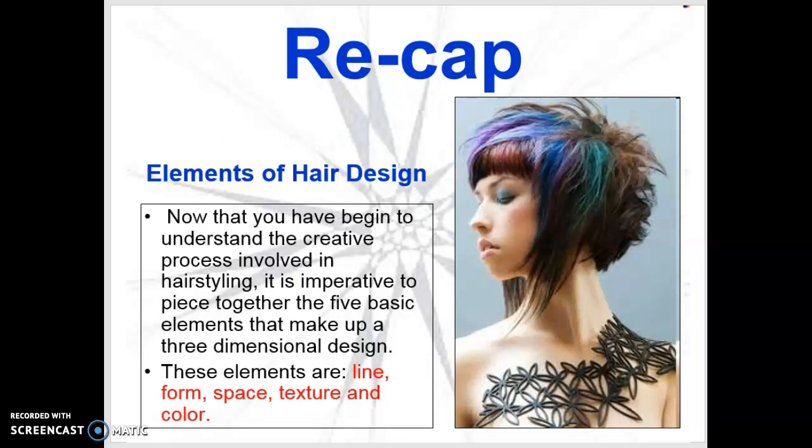There's 5 basic elements of hair design, which is form, space, line, color, and wave pattern. To begin to understand the creative process involved in hairstyling, it is critical to learn these 5 basic elements of 3-dimensional design.